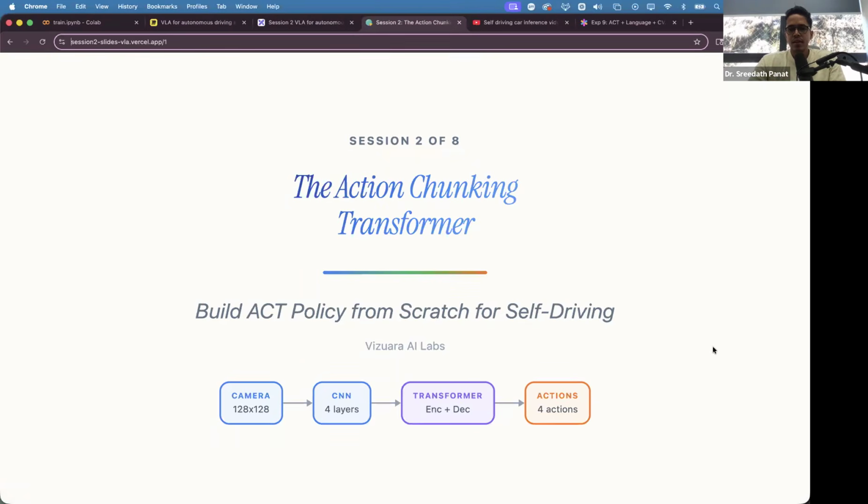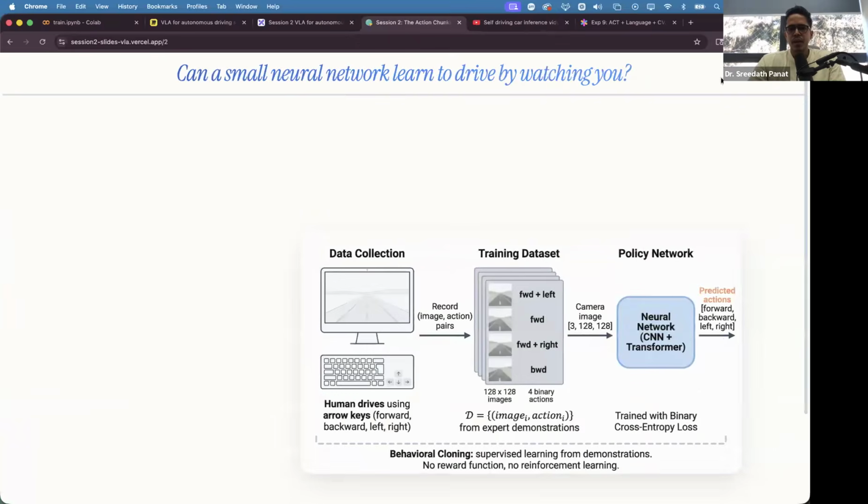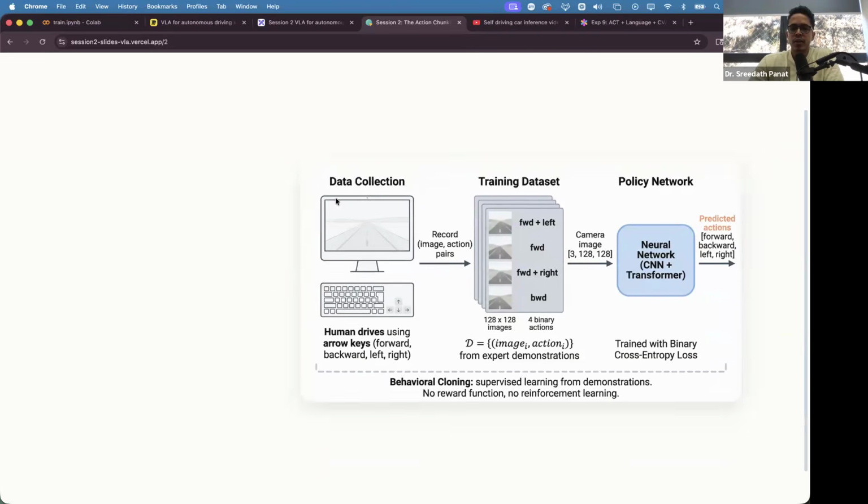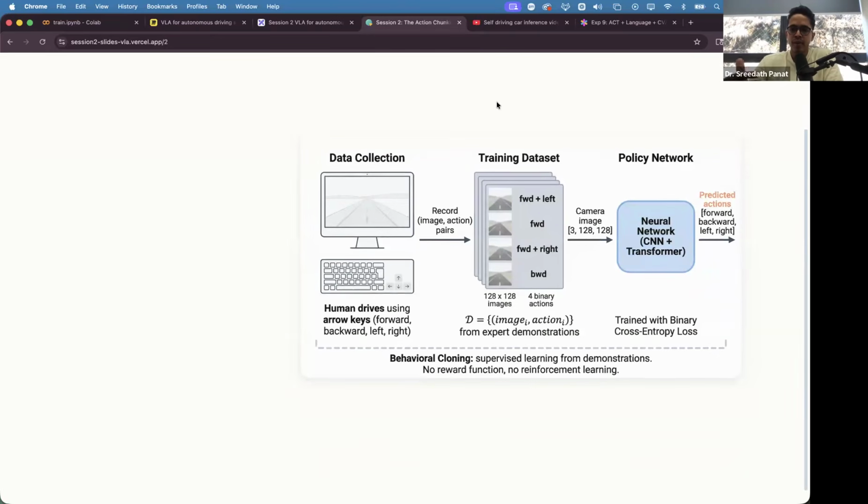Okay. So now the question is, if we are a human expert and we show the neural network how to drive, can we teach the neural network so that the driving can happen autonomously?